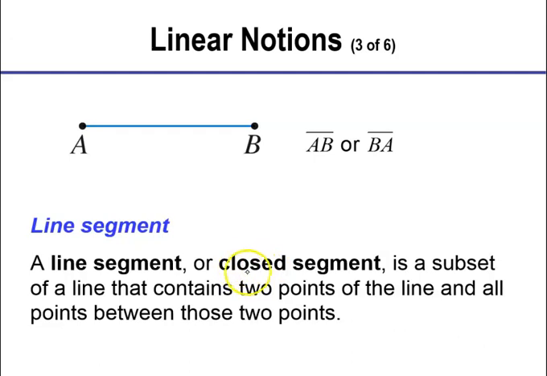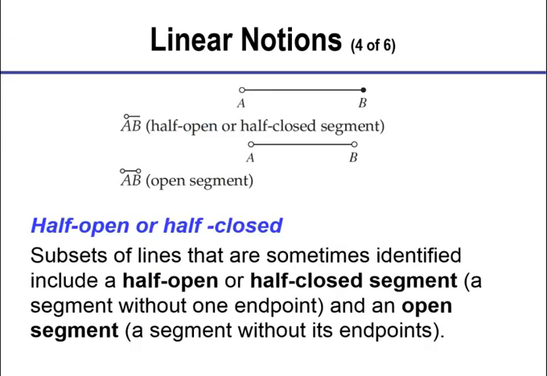And this is why they call it a closed segment, because closed means the endpoints are included, whereas open, and we'll talk about something that's open shortly, does not include the endpoints. And speaking of open, here we are. So you could have half open or half closed line segments. So subsets of lines that are sometimes identified include a half open or half closed segment, a segment without one endpoint, and an open segment, a segment without its endpoint.